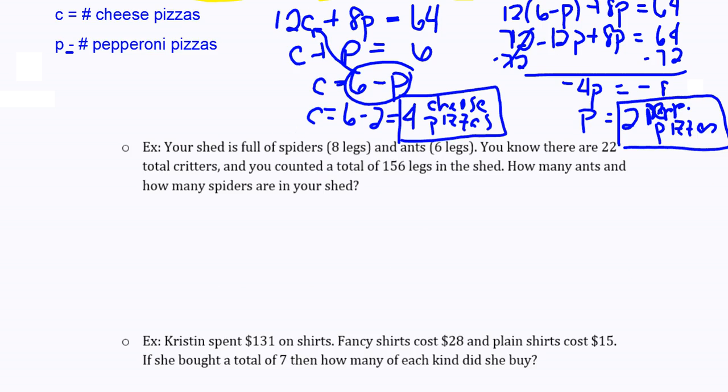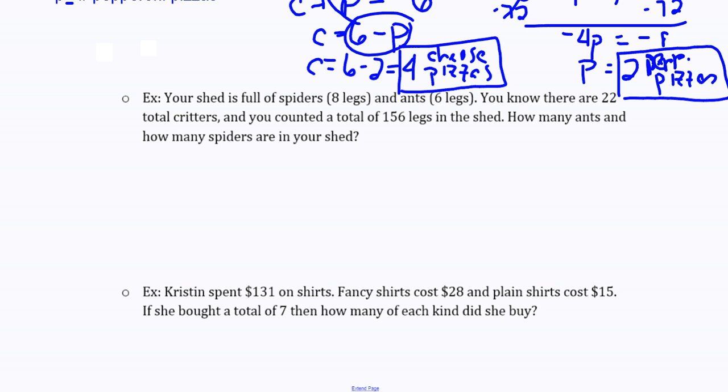Okay. We could also solve a word problem using elimination, and I'll give that example in the second example here. So it is full of spiders and ants. Okay, and I want to know how many ants and how many spiders. So there's my question. Here's my defining variables. Spiders and ants.